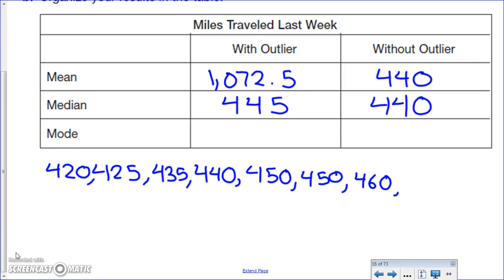Next, we're going to find the mode with the outlier. So we're going to add 5,500 back on the end of our list here. And the mode is simply the number that shows up most often in the data set. In this case, we have 450 twice, and every other number once. So our mode is 450. Then to find the mode without the outlier, we're just going to erase 5,500 from the end again. And then we look and our mode is still 450 because that's still the one that shows up the most.